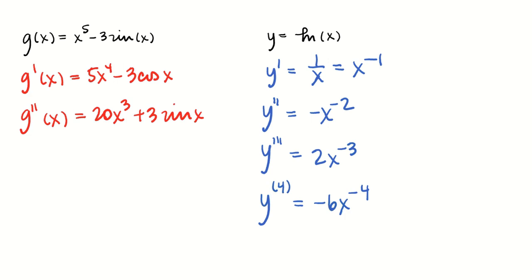Okay, in the red, I was using the power rule and the derivatives of sine and cosine. And then on the right, okay, you need to know that the derivative of natural log of x is 1 over x, and then you need to know that if you have to take the derivative of that, you need to rewrite it, and then I was just using the product rule from there.